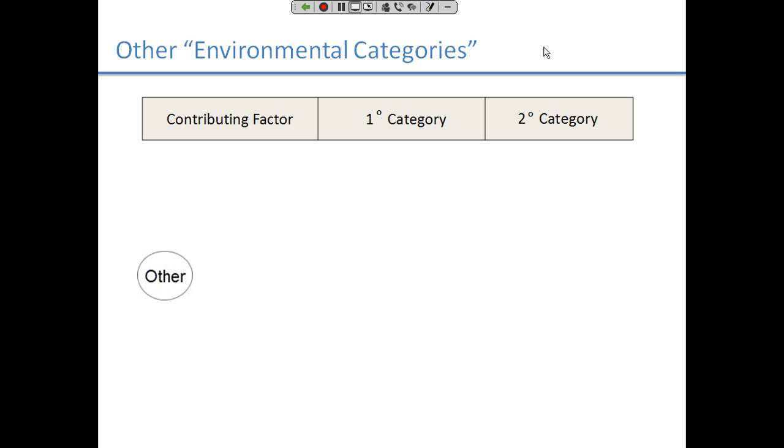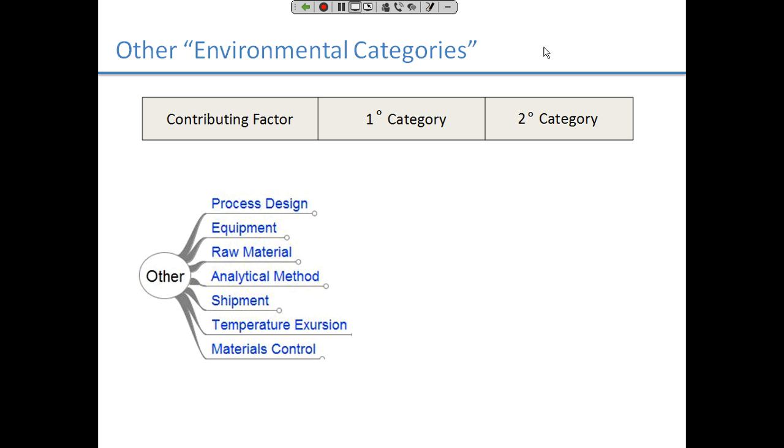Well, the other things are very important because if you think about what many of you are probably using today in your categorization systems, you'll be looking at things such as process design, equipment, raw materials, temperature excursions. These things are all still important categories. So please look at this list of categories as just one view of a list. These other categories are equally important.